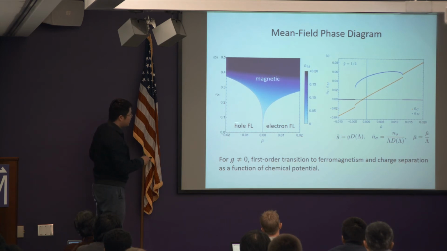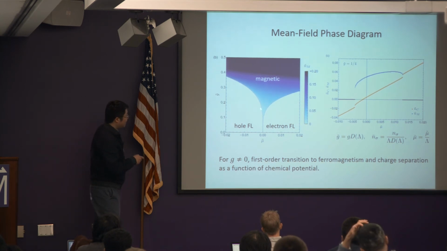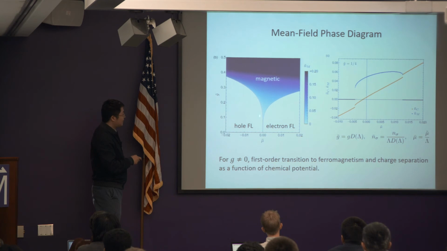The Fermi surface changes from hole-like to electron-like. But with interactions, there's an intermediate ferromagnetic state, right? And again, this is not surprising because this is basically Stoner theory of ferromagnetism in this mean field approach. And here, no matter how small the interaction is, there's always some intervening ferromagnetic state. That's because the density of states diverges.